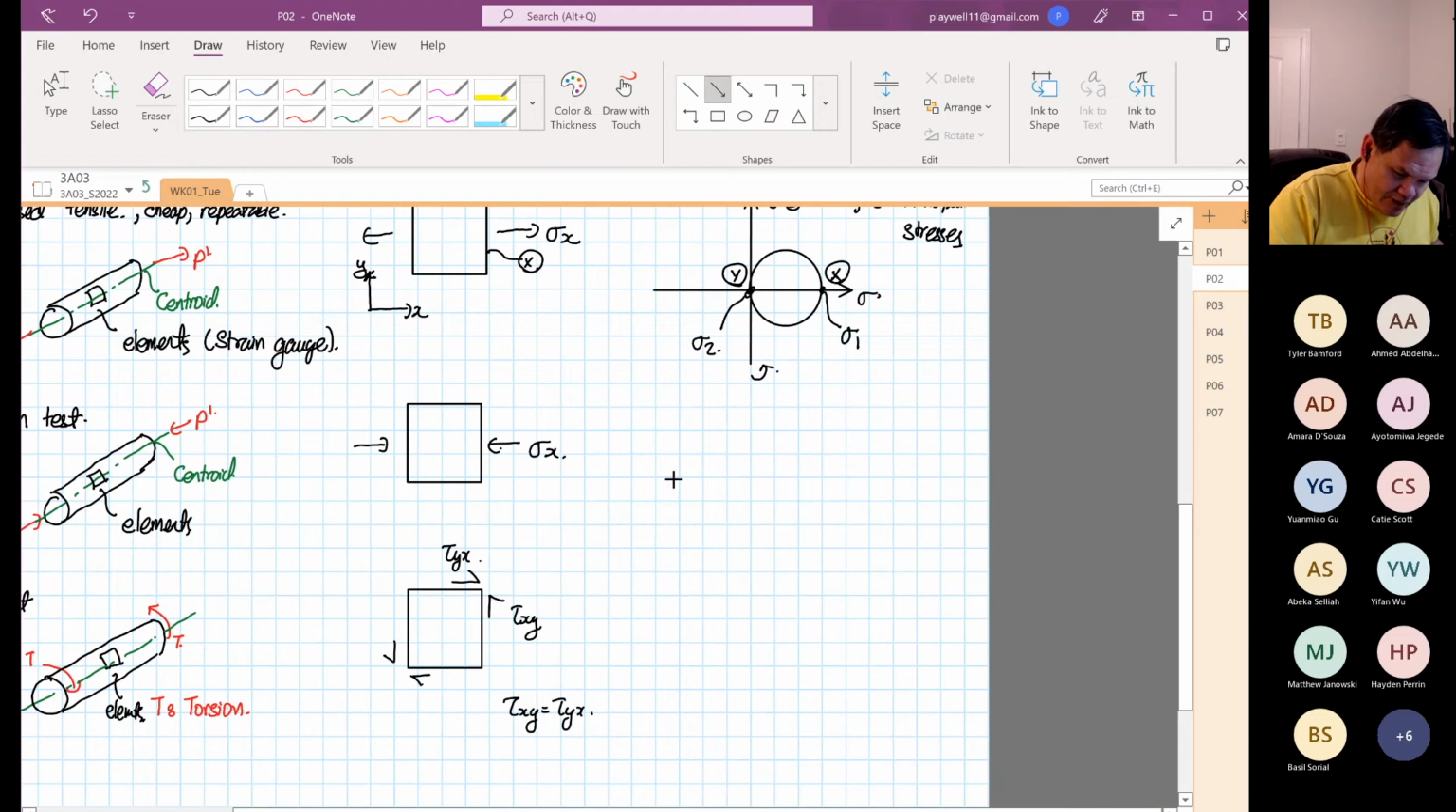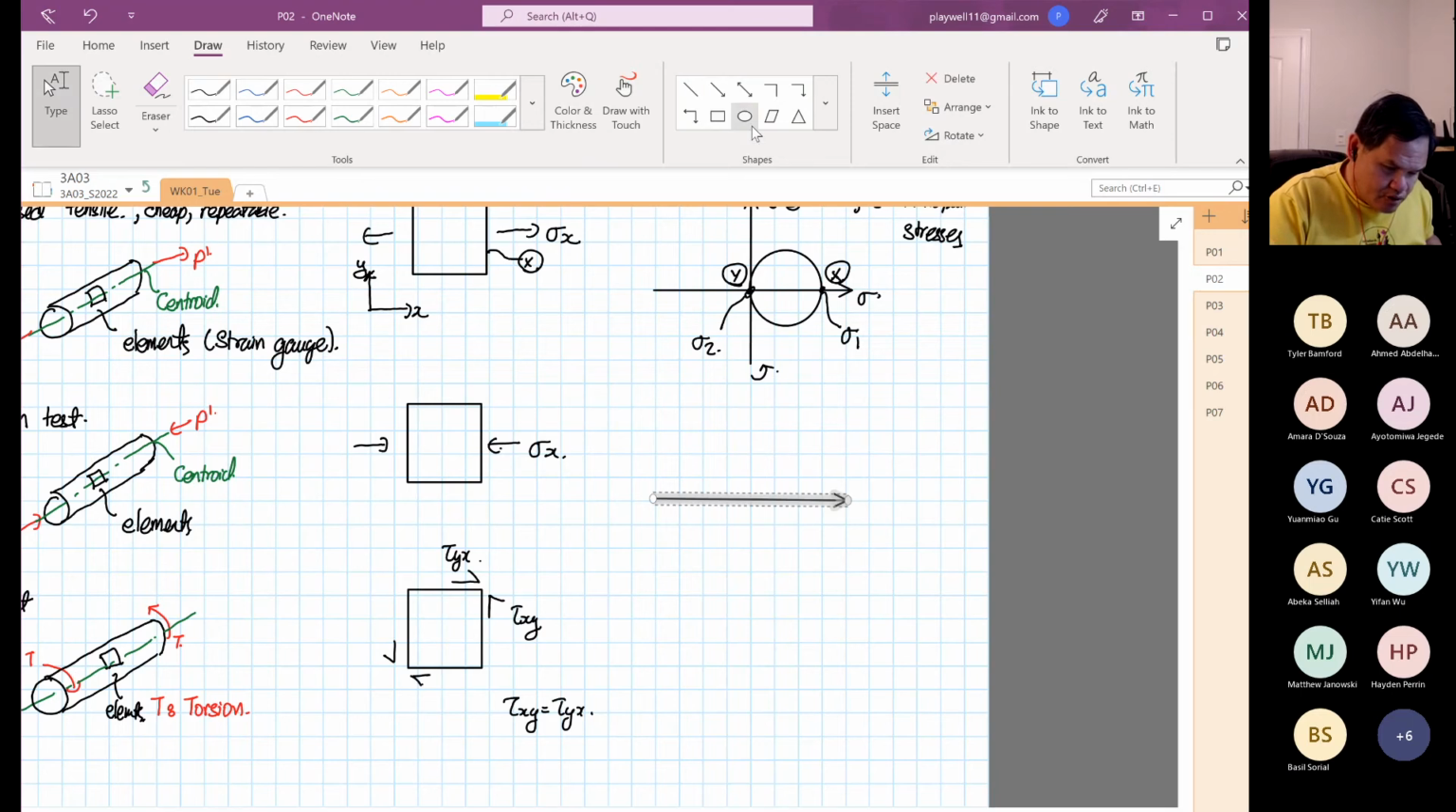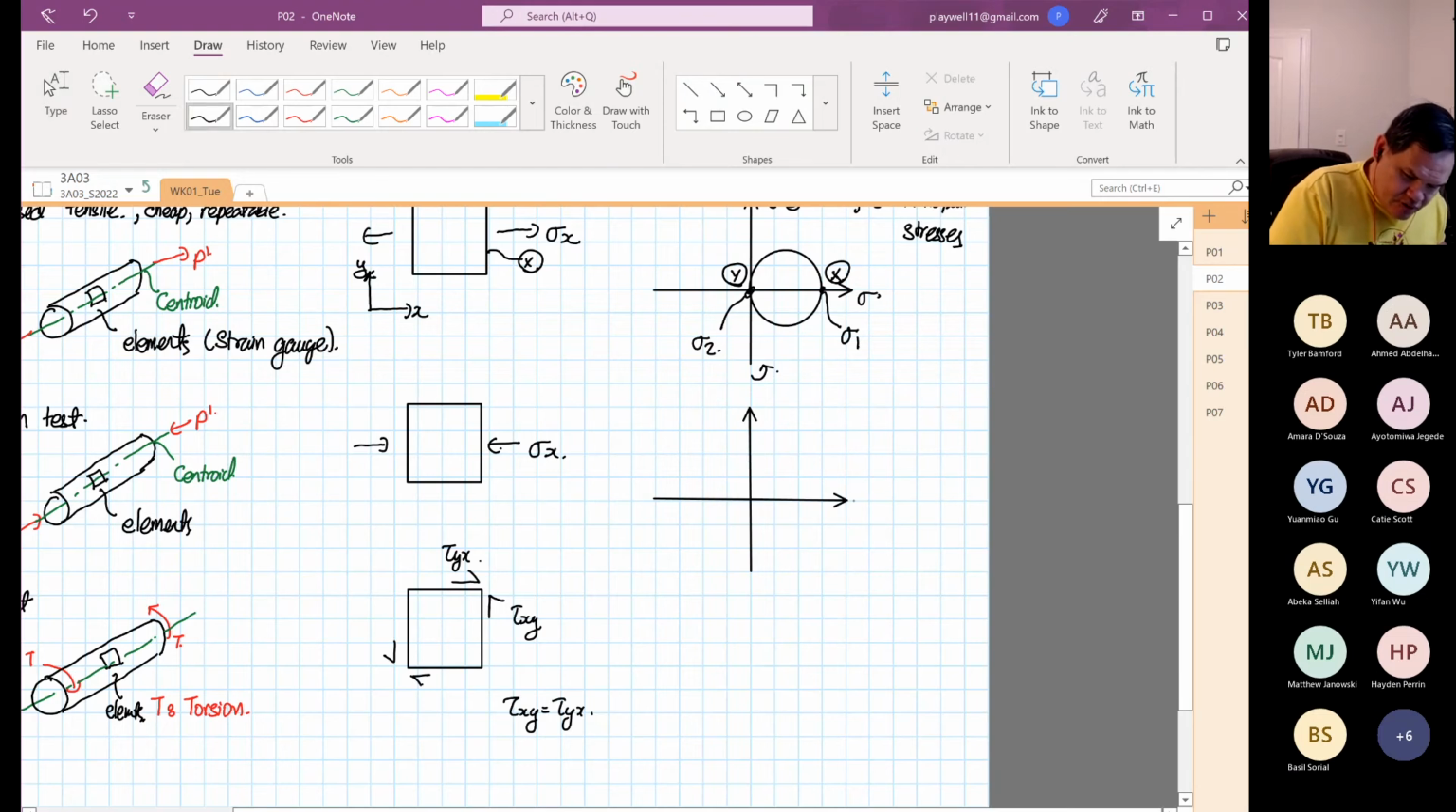So I'm going to draw two axes again. Normal stress. Okay, so this is your normal stress, this is your shear stress. Element rotate clockwise, element rotate anti-clockwise. Don't worry about those yet. Okay, this is just an introduction.